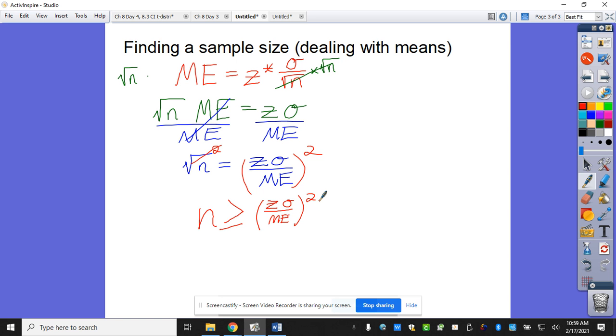Do I need sample size to find S? Do I need sample size to find T? Yes. So if I'm solving for N, I don't know N. Can I use T in there? No. So you never use T when you're solving for a sample size like this because you can't. So we're always going to put Z there.